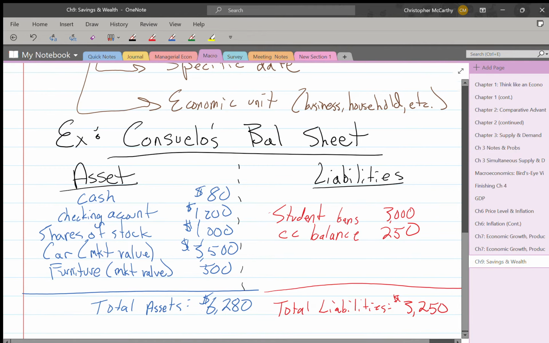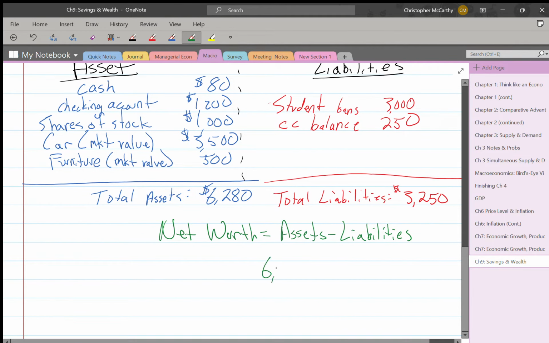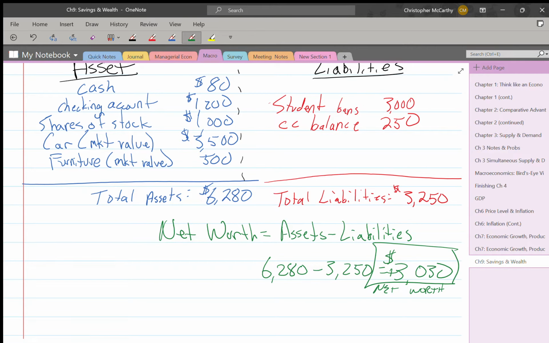So, what's our net worth? It's going to be equal to our assets minus our liabilities. And so it's going to be $6,280 minus $3,250, which gives us a net worth of positive $3,030. Why did I stress positive? Because it's not always going to be positive, right? A lot of times net worth is negative.